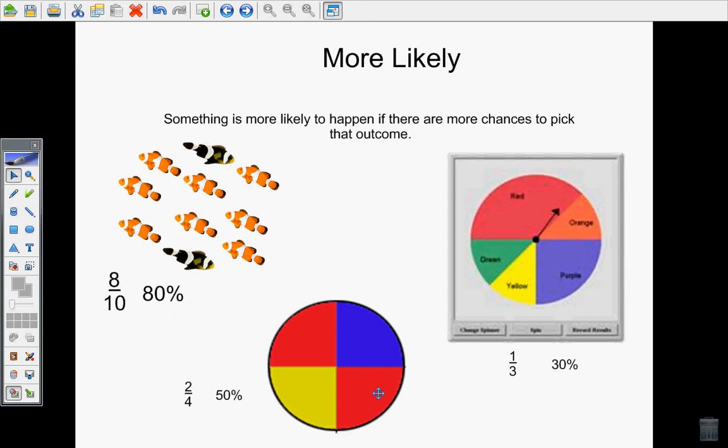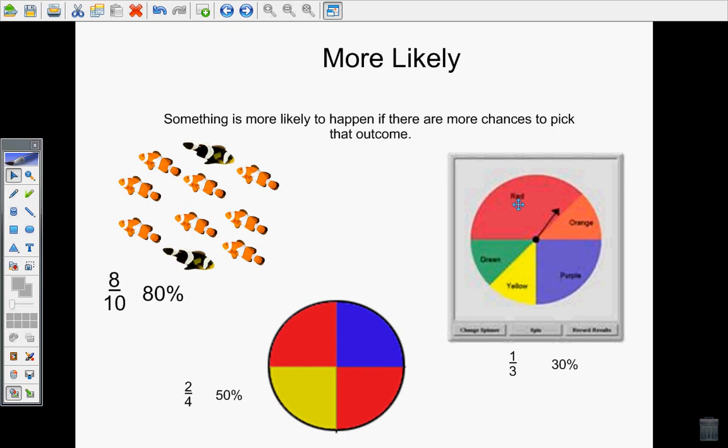Looking at this spinner down here, I am more likely to get red than any other color because there's 2 sections of red. If I want to know how likely I am to get red, I could see that there are 2 out of a total of 4 sections, so 2 out of 4 would be my probability. If I want that as a percentage, I would take 2 divided by 4, and I would get 0.5, which is 50%.